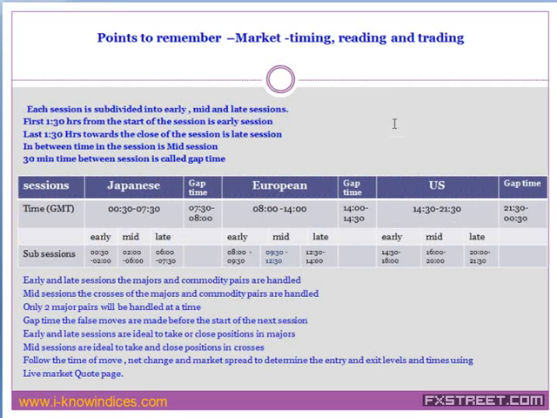So as far as market timings are concerned, you'll continue to see the same. Japanese session 0030 to 7:30 GMT, 7:30 to 8 will be the gap time. They will make false moves during gap time. The 8 to 14 will be the European session. 14:30 to 21:30 will be the gap time. Then 21:30 to 0030 of the next day will be the gap time.